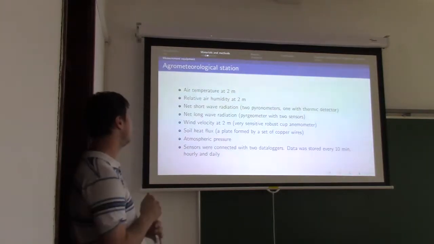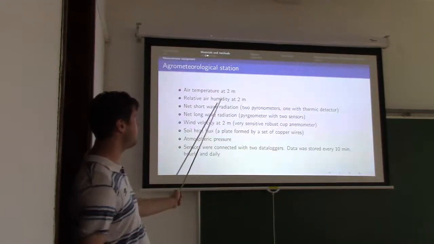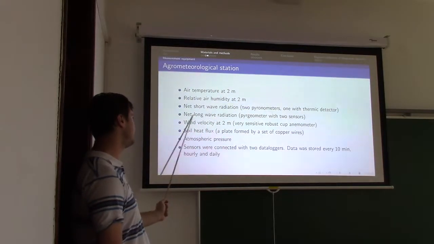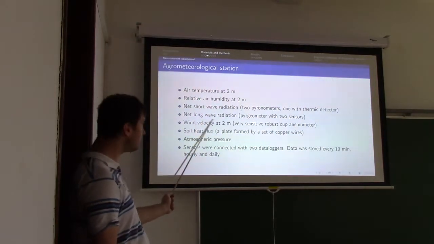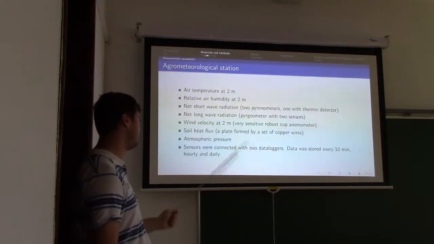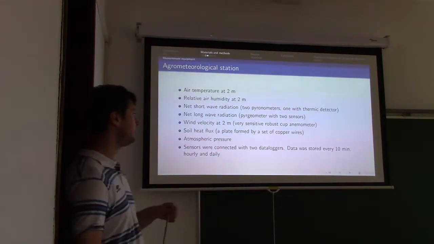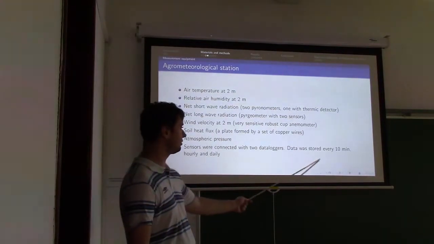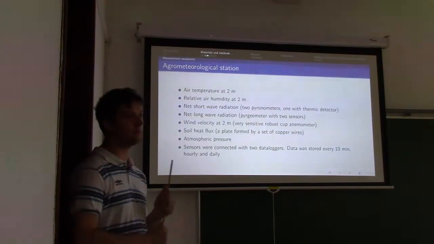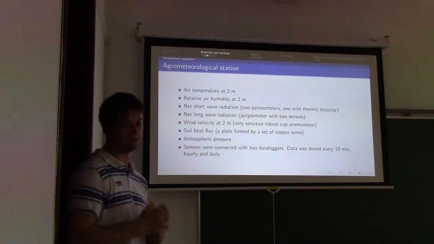Next, a lysimeter agrometeorological station was installed, and it measured air temperature at 2 meters above the ground, relative air humidity, net shortwave radiation, net longwave radiation, wind velocity, soil heat flux, and atmospheric pressure. Sensors were connected with 2 data loggers, which stored data every 10 minutes, hourly and daily. So this is a very big amount of data, even for lysimeters and for an agrometeorological station.